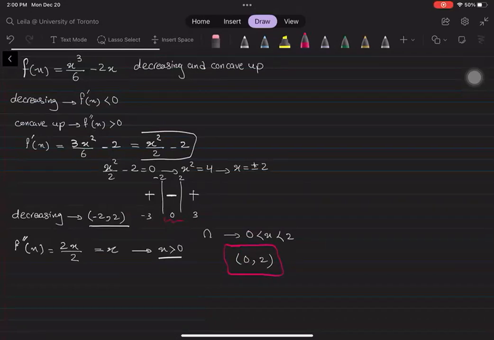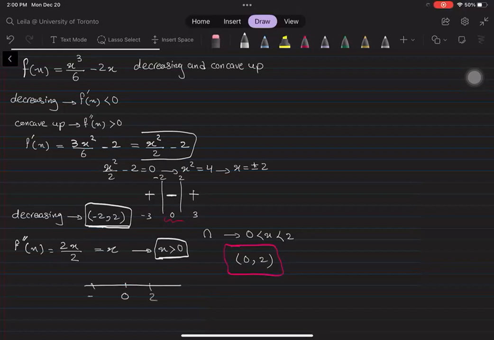And why is it 0 to 2? Where did the 2 come from? We got the -2 to 2 from the decreasing part, and this part is for the concave up part. And then you take the intersection of those. So one of them is here and the other one is here, so your intersection is going to be this part. Oh, thank you.